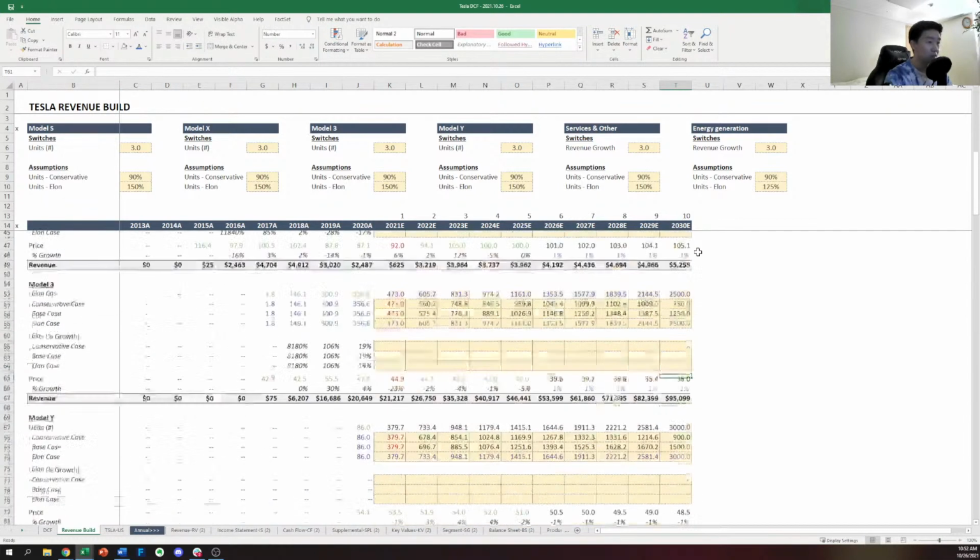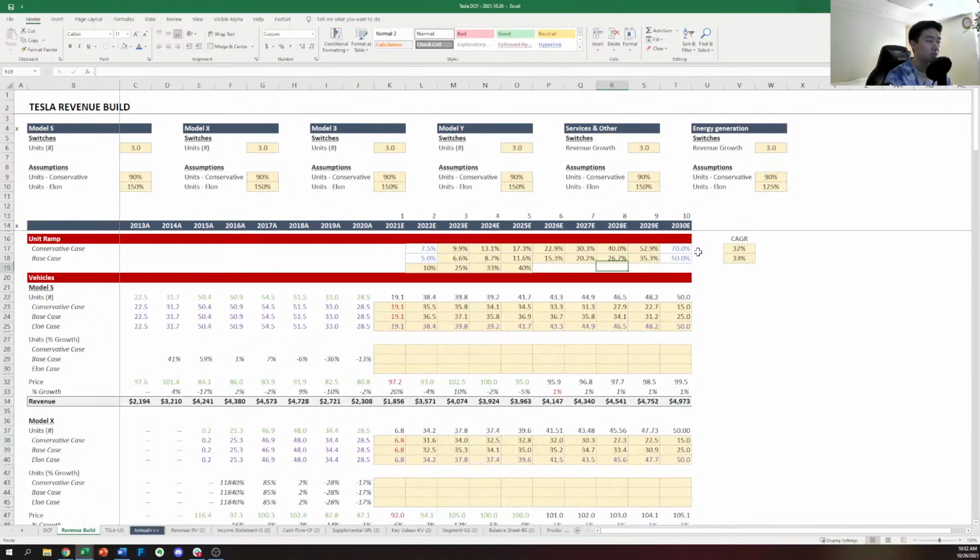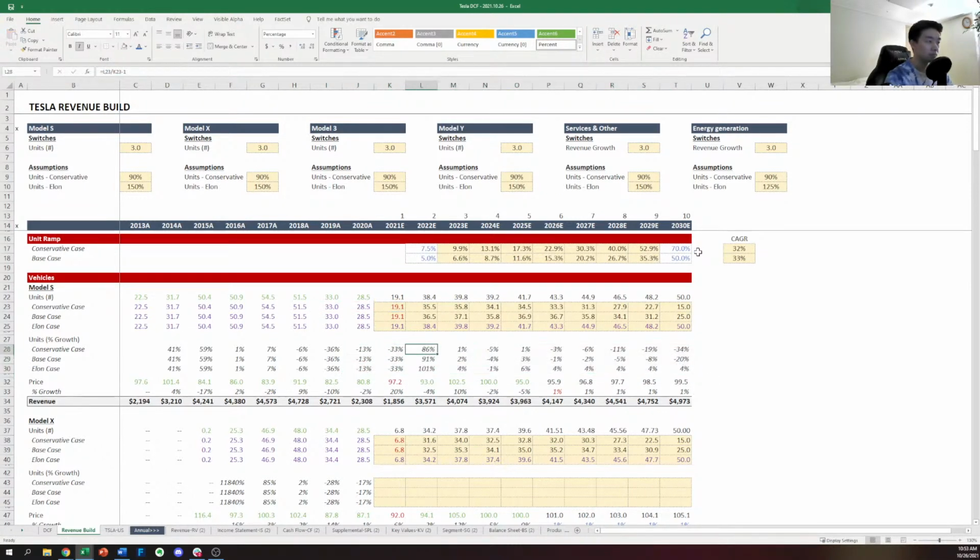And then now unit growth rate. I guess we can calculate this. Did I do this already? Oh no, I didn't. And this is just for reference, right?